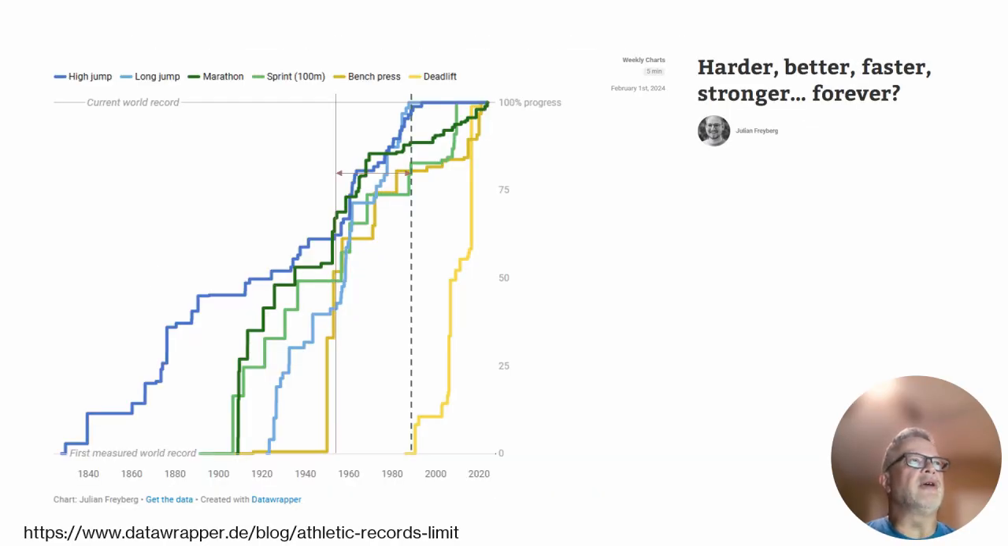Here we have a lot of sports. As you see, not all of them have an obvious plateau recently, but definitely two disciplines do: high jump and long jump. You can see here the dark blue line is high jump, and the light blue line is long jump. Both of them achieved a plateau or started to plateau at around 1990.